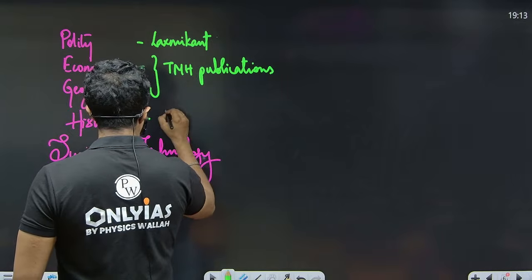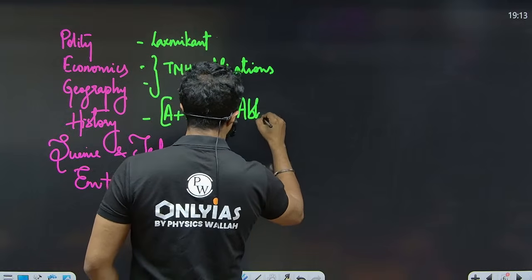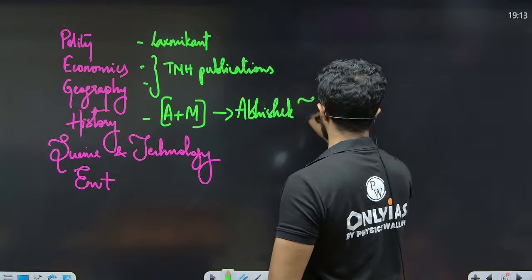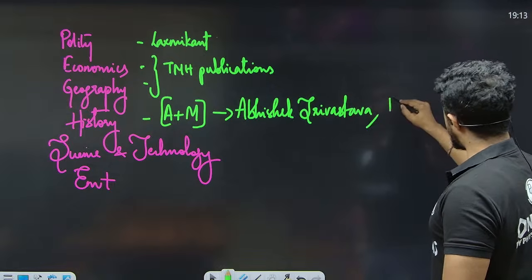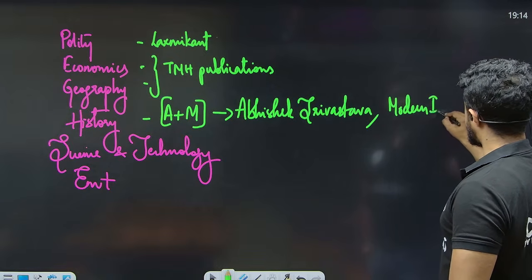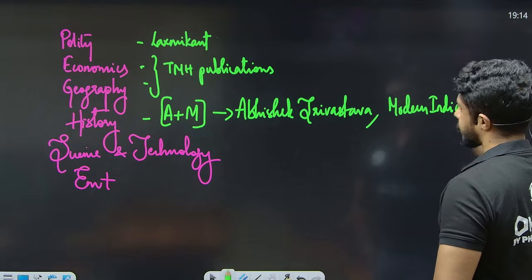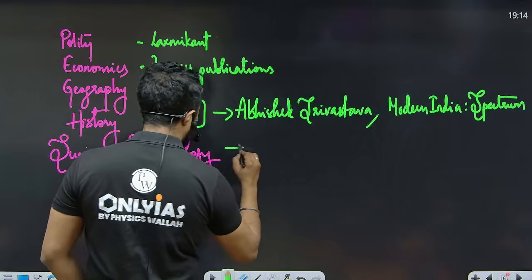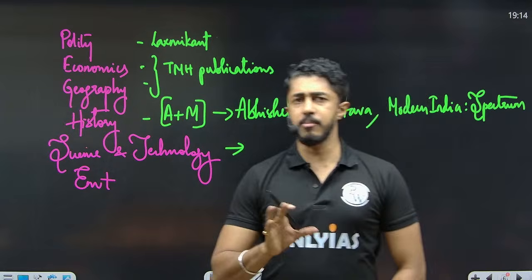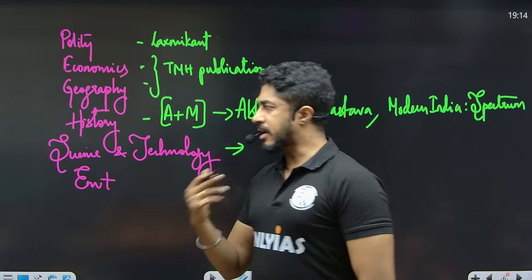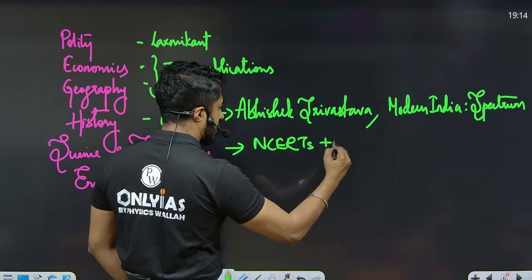For history, ancient plus medieval, I would recommend the textbook by Abhishek sir, Abhishek Srivastava. It's a good book. Modern India, you may go for Spectrum. Science and technology, if you really ask me, is there any standard book for that? Some books are there in the market. I'm not at all denying it. But science and technology is best studied with NCERTs plus current affairs.